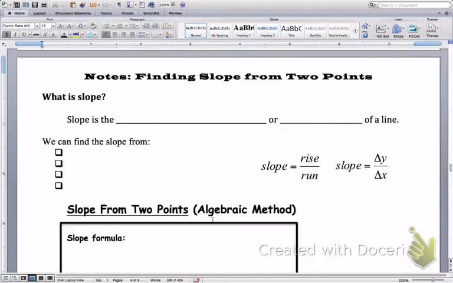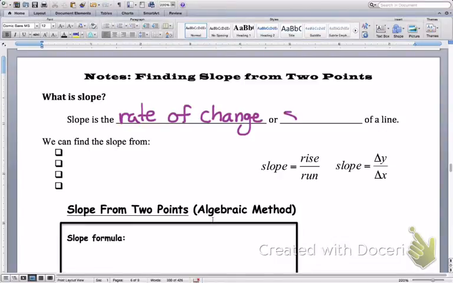Hello everyone, so today we are going to continue working on how to find slope in multiple methods. So let's go back to the definition real quick first to begin. What is slope? So again, slope can be thought of in multiple ways, but a basic definition is just the steepness of a line or the rate of change in a line. Meaning how much does it change vertically versus how much it changes horizontally. So that's the rise over the run.